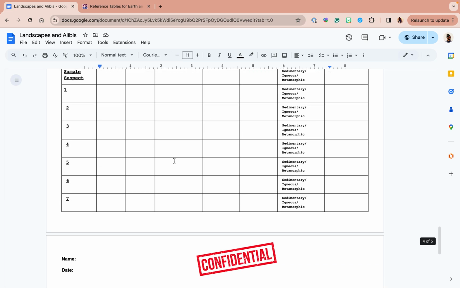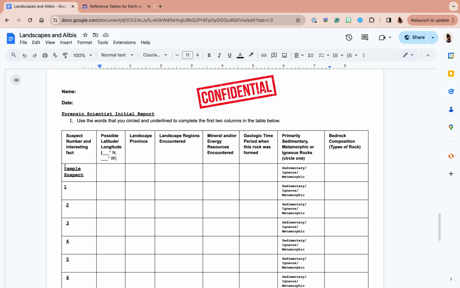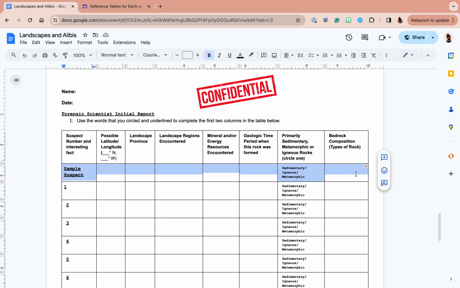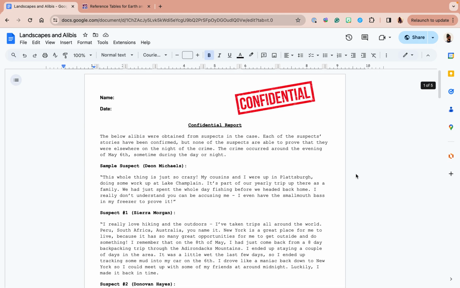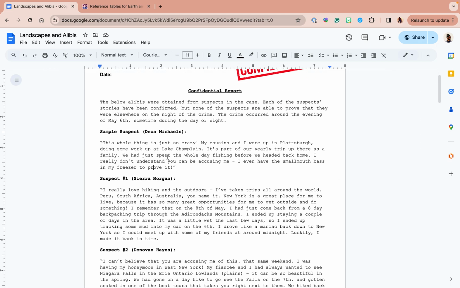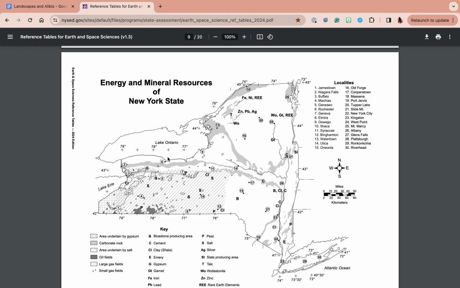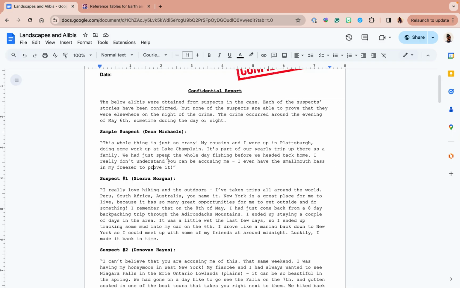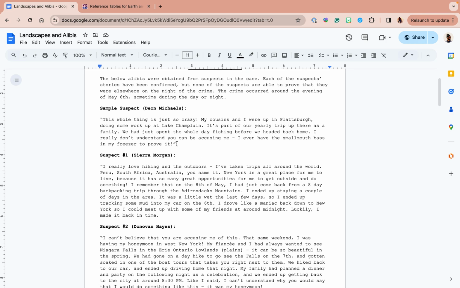What we're going to be doing here is using that information to fill out basically this whole line about this specific suspect, including where they were, what landscape types they encountered. And the way we're going to do that is we're going to be jumping back and forth between this particular alibi and some of the reference tables. The first thing I'm going to do is just try to find something that I think is interesting about the suspect. I thought it was kind of interesting that he said it was part of a yearly trip up as a family. All I'm going to do is just highlight that so I can keep track of that.